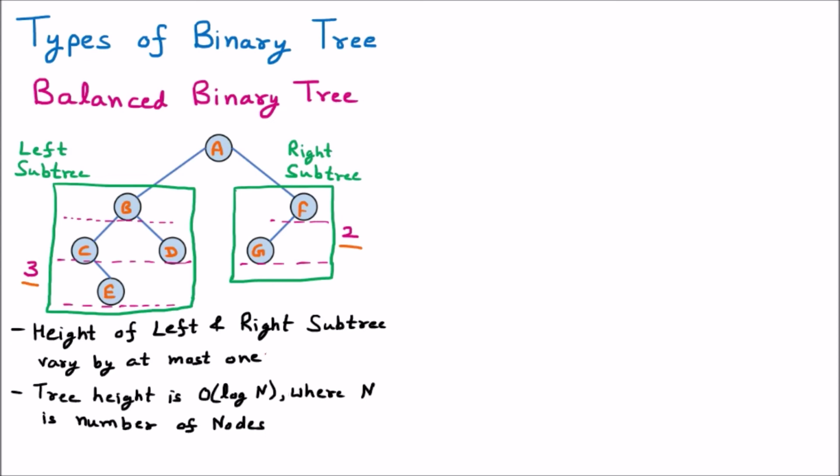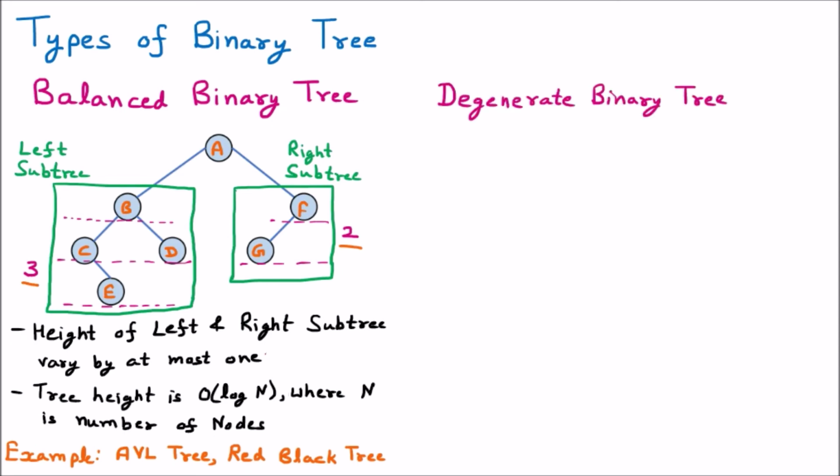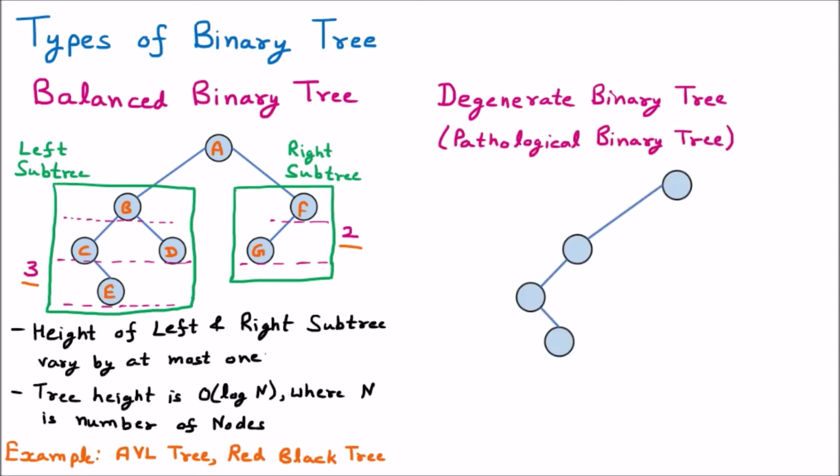Now if we talk about examples of balanced binary tree, then we have the AVL tree and the red black tree. Now we are discussing the next type of binary tree, which is the degenerate binary tree. There is one more name for this degenerate binary tree, that is called the pathological binary tree. Talking about the degenerate or pathological binary tree, every internal node has only a single child.